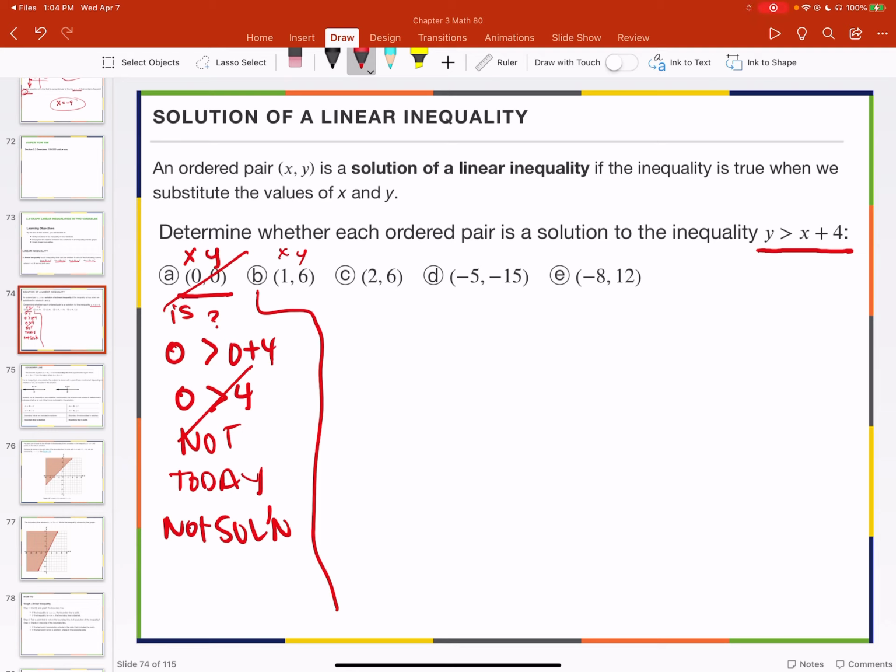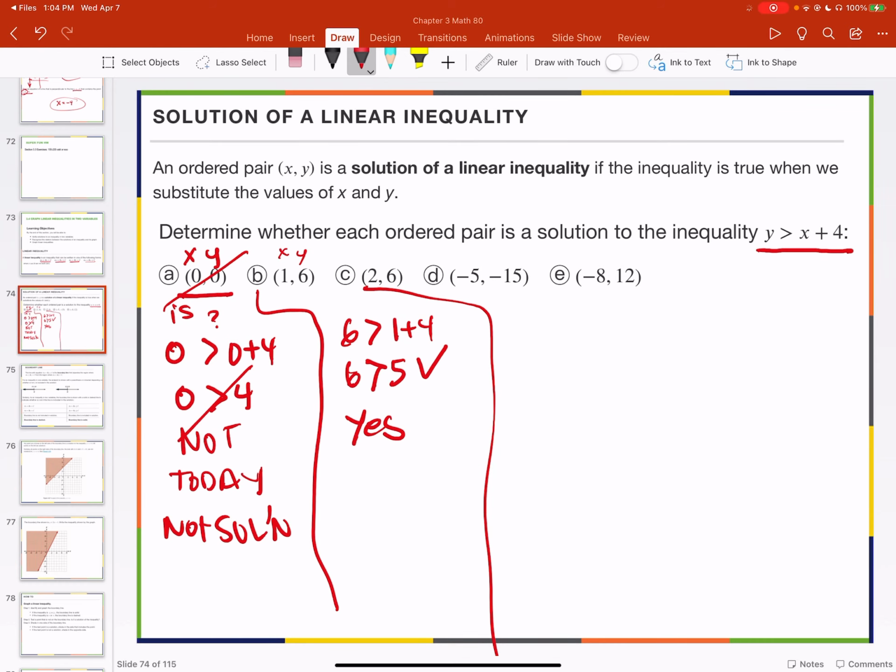And how about B? Again, we just plug it in. Is 6 greater than 1 plus 4? 6 is greater than 5. Yes, it is. So yes, it's a solution. Then let's go ahead and do the next one, C. Is 6 greater than 2 plus 4? Is 6 greater than 6? No, it's exactly the same, so it's not greater than. So not a solution.